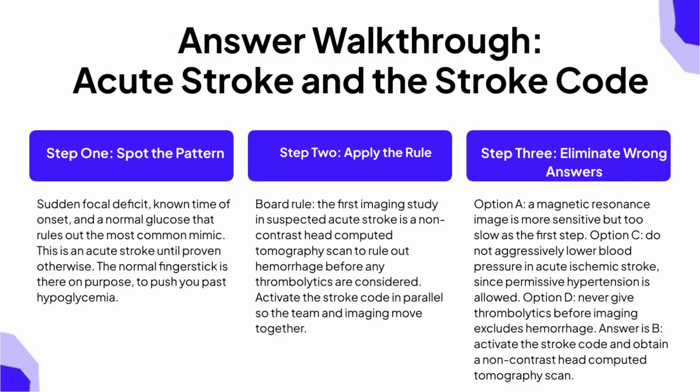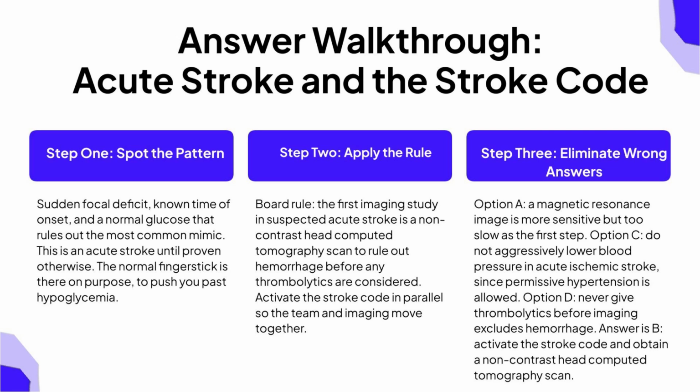Step 2. Apply the rule. The first imaging study in suspected acute stroke is always a non-contrast head computed tomography scan to rule out a bleed before any thrombolytics are even considered, and you activate the stroke code in parallel so the team moves together. Step 3. Eliminate wrong answers. A magnetic resonance image is more sensitive but too slow to be the first step. Aggressively lowering blood pressure is wrong.